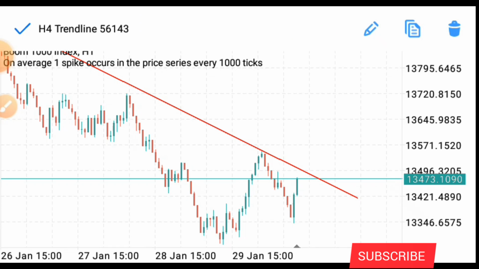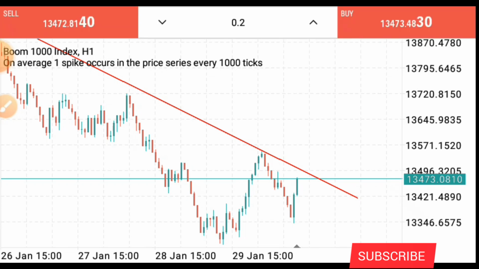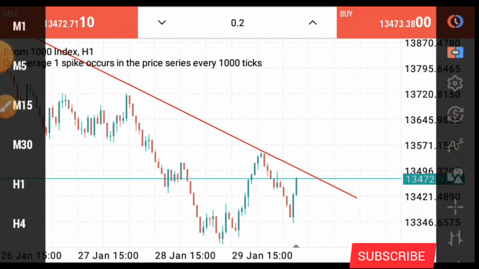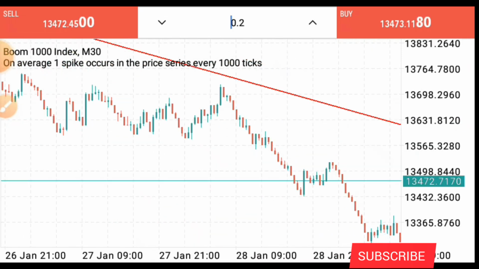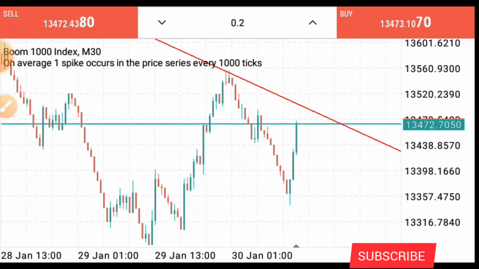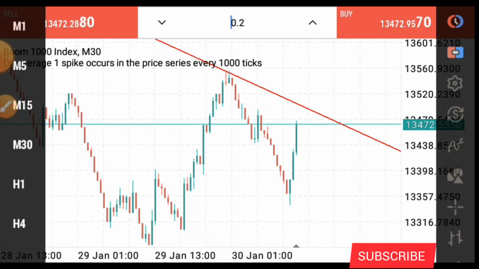Having drawn this, go down to the 30-minute time frame. Currently on the 30-minute time frame, you can see that we are in a downtrend. We are in a downtrend. So what I will do here is put in some horizontal lines.